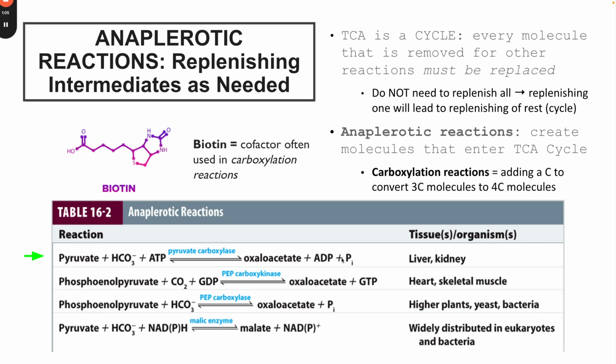And also it's important to note that some of these anaplerotic reactions are specific to certain tissues or organisms. So even though a lot of these generate things like oxaloacetate as an end product, it doesn't mean they're all happening at the same location. Each reaction is localized to different areas of your cell or body.